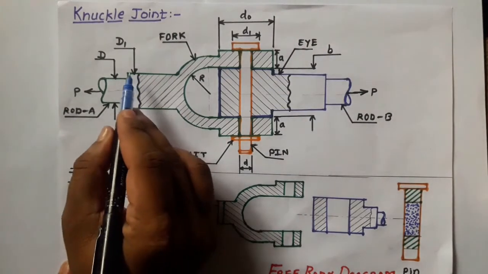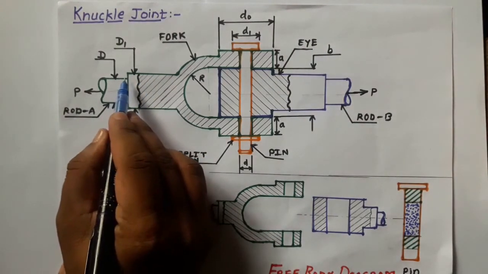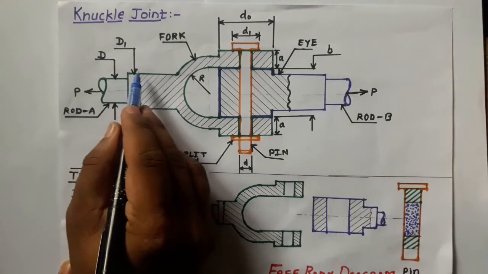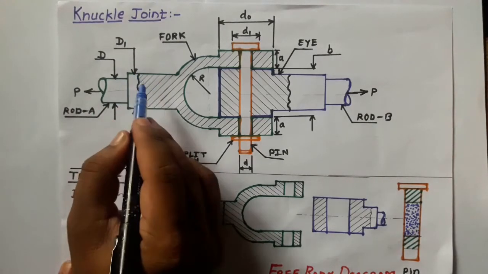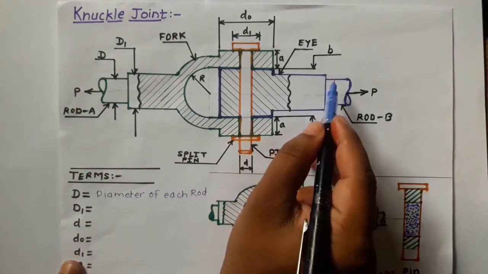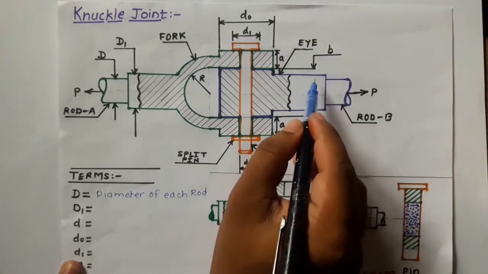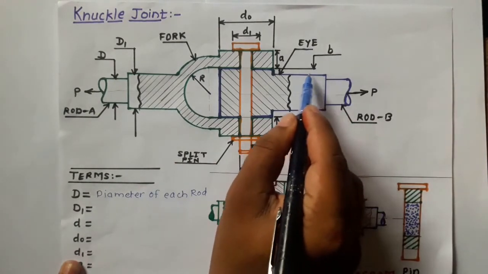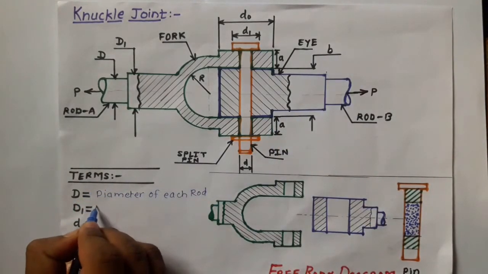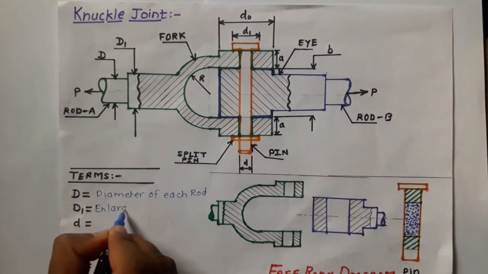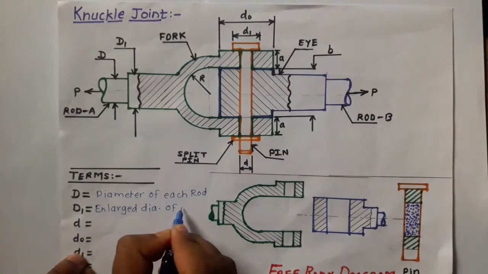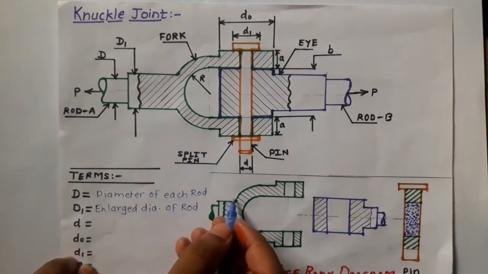The next is this D1. After this D, the diameter is enlarged. The diameter of the rod after D is enlarged, and its diameter is D1. This enlarged diameter D1 is the same for this fork as well as this eye. Here also the diameter is enlarged by the same amount for fork as well as eye, and this diameter is also D1. So this capital D1 we can write as the enlarged diameter of each rod. It is also in mm.